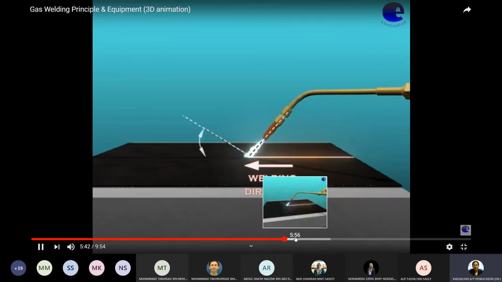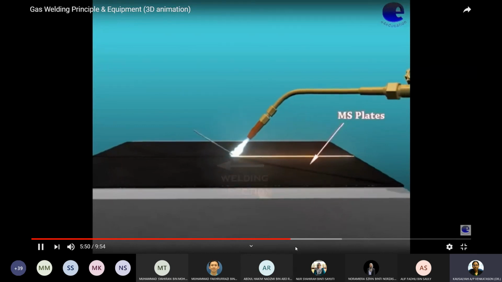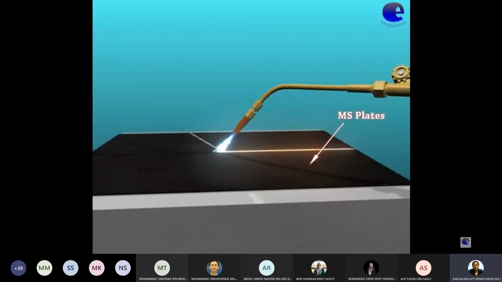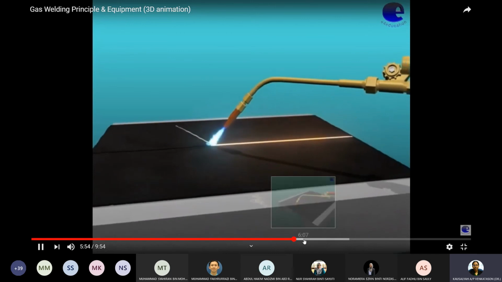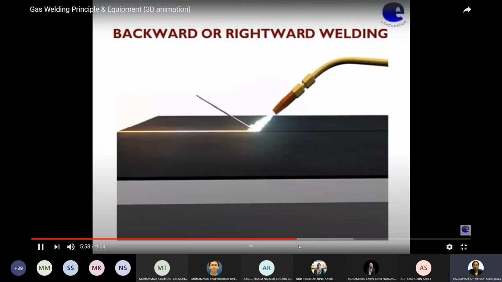Filler rod makes an angle of 30 to 40 degrees. Torch makes an angle of 60 to 70 degrees. This technique is suitable for MS plates up to 5 mm thick and also used for cast iron and non-ferrous metals. Backward or rightward welding.